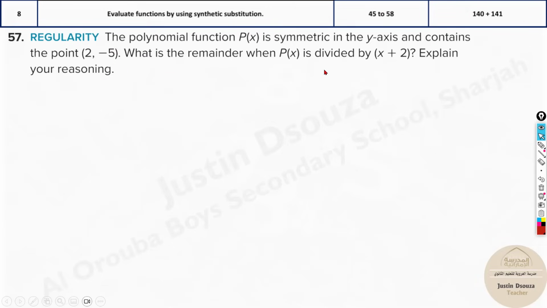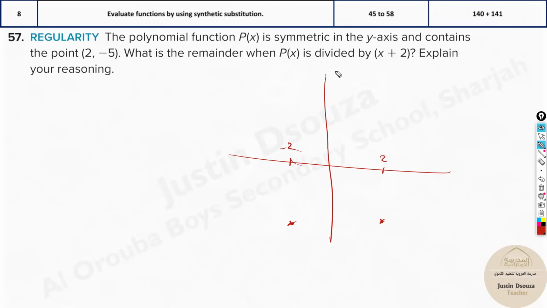Okay, this is a little bit different. The polynomial function p of x is symmetric in the y-axis and contains the point (2, -5). It's symmetrical along the y-axis. So let me just draw the point. It's much easier to analyze it. Now it's 2 and minus 5 somewhere over here, and it's symmetrical to the y-axis. So if this is 2, it'll also go at minus 2, symmetrical, like a mirror on this side. This is also a point.